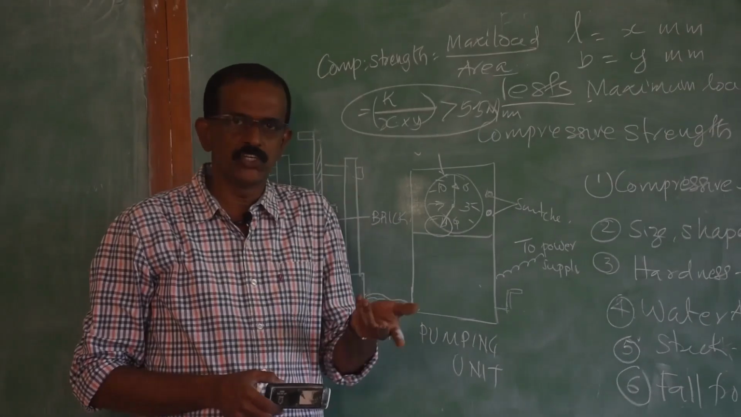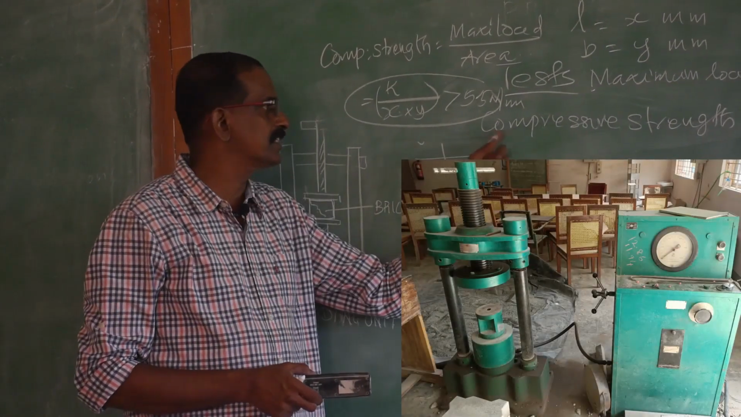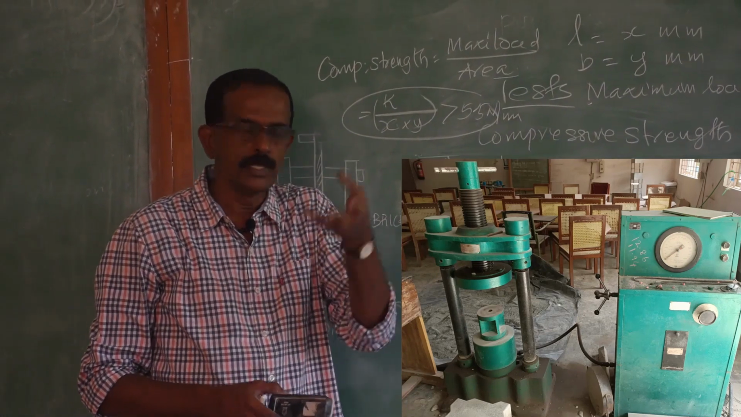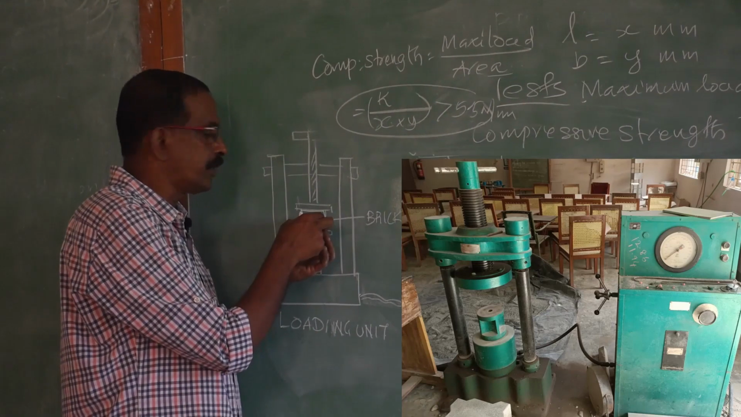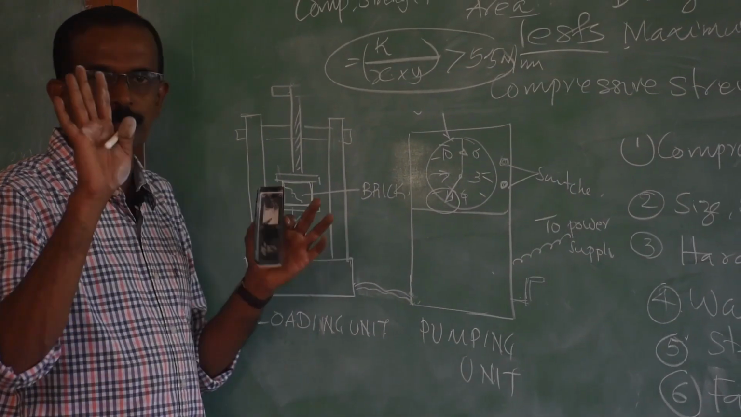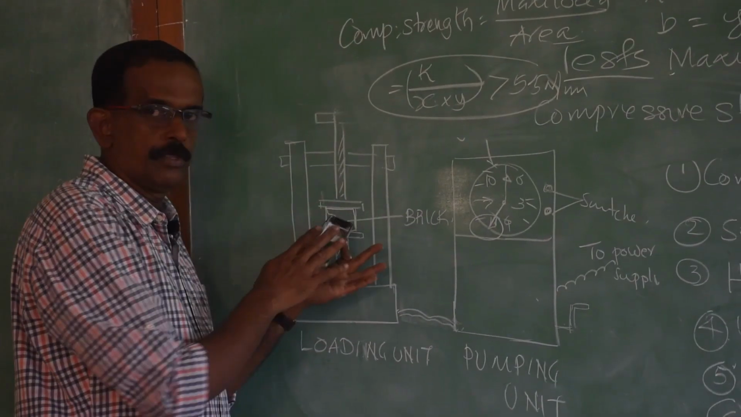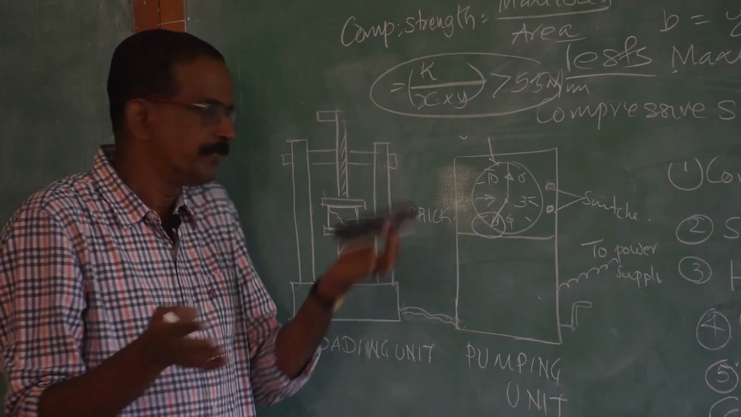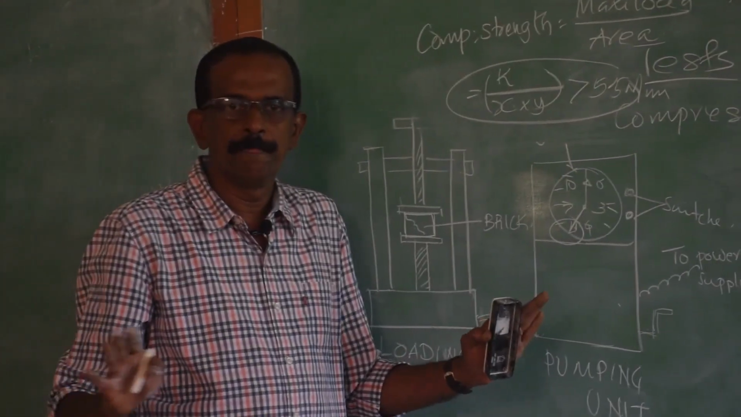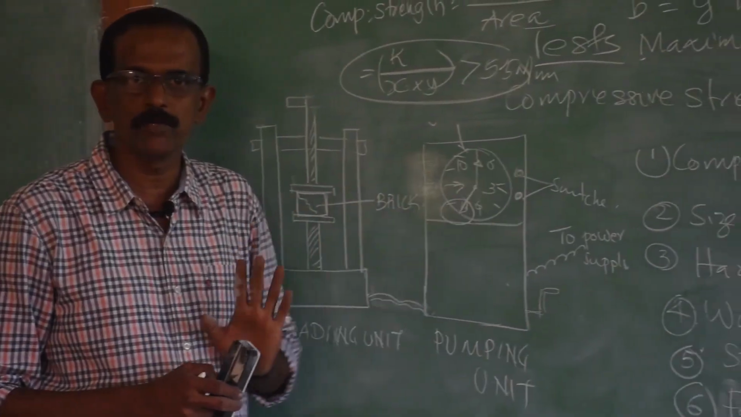So whatever be the material, its compressive strength can be calculated with the help of this compressive strength testing machine. Suppose if you want to find out the compressive strength of concrete, instead of brick, you just keep the concrete cube here, apply the load. If you want to find out the compressive strength of timber, keep the timber here. If you want to find out the compressive strength of tile, place the tile here.